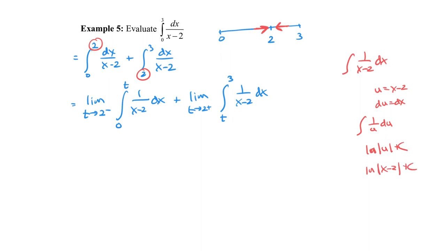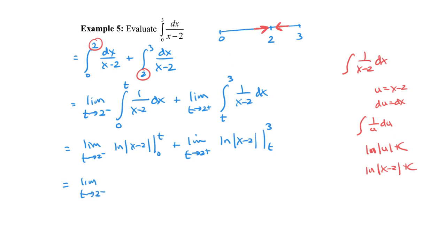Okay, so for these over here, we're going to go equals the limit as t approaches 2 from the left of the natural log of the absolute value of x minus 2, evaluated from 0 to t, plus the limit as t approaches 2 from the right of the natural log of x minus 2 absolute value from t to 3. So if we plug in these limits now, we will get the limit as t approaches 2 from the left of the natural log of t minus 2, minus the natural log.